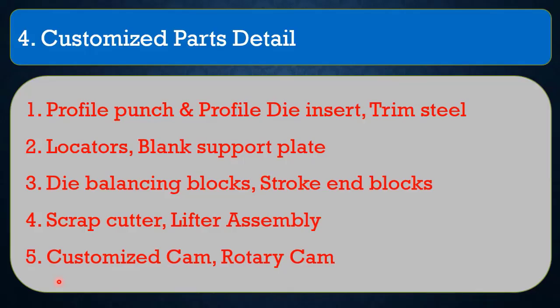Number 4, customized parts detail, which are nothing but tool room own manufactured profile punch and profile die insert according to the component requirement, and trim steels, then locators, blank support plates, then die balancing blocks, stroke end blocks, scrap cutter and lifter assembly, and some of the customized cam and rotary cams.